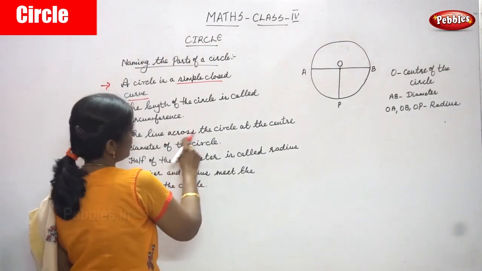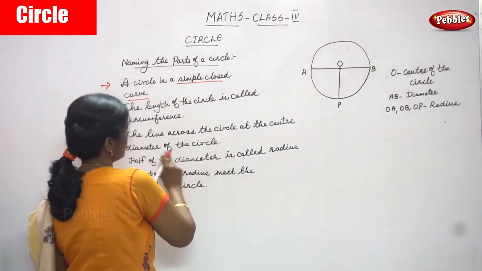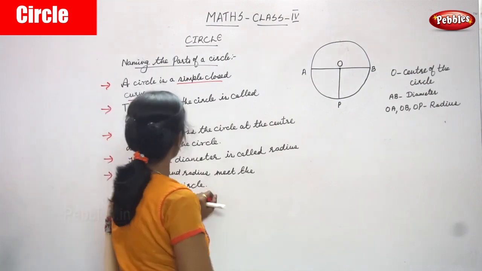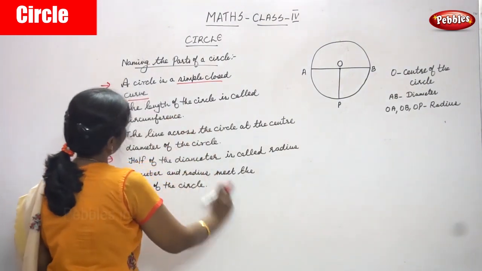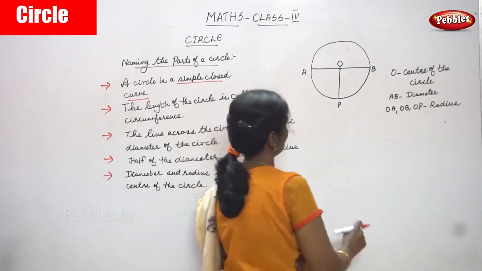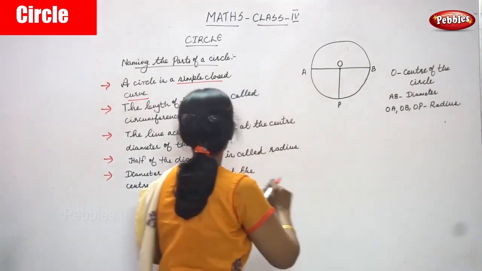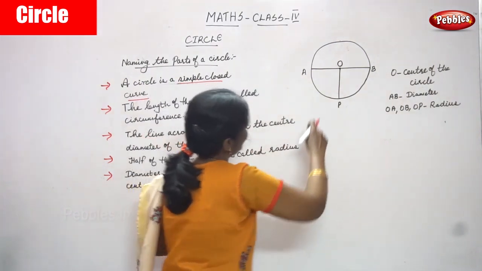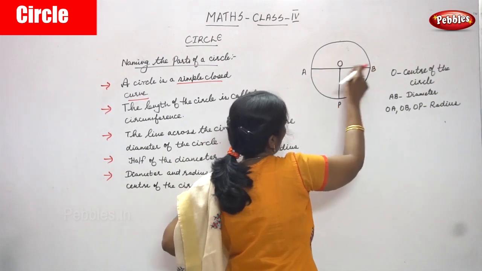And the line across the circle at the center is the diameter of the circle. The line across the circle, it is called the diameter.